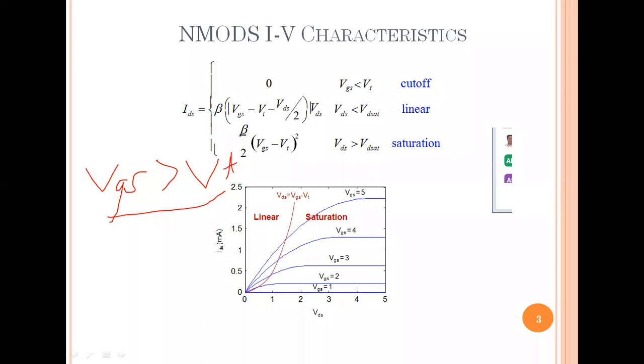In the saturation region, what will be the drain current? The drain current will be constant. It will be independent of the drain-to-source voltage. If you are further increasing the VDS, nothing will happen to the current; there will be no change in the ID. So these are the three regions formed according to the current-voltage characteristics, and this is the ideal characteristics.